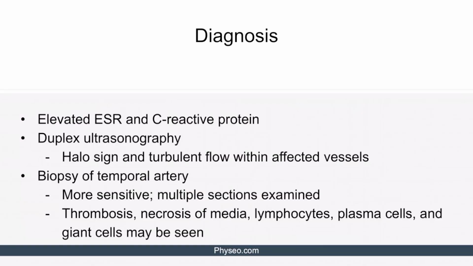Now let's talk about how temporal arteritis is diagnosed. An elevated ESR and C-reactive protein are typically seen in laboratory findings, as they are important markers of inflammation. And a duplex ultrasound can also be used to assess potential stenosis and occlusions, as well as any flow abnormalities within the vessels. And findings can reveal hypoechogenic halos, often called the halo sign, and you'd see turbulent flow within the affected vessels. Now, these findings are due to the vessel wall edema and thickening, secondary to the vasculitis.